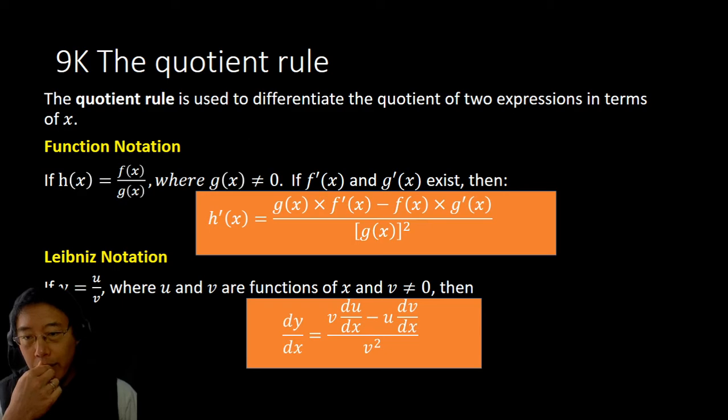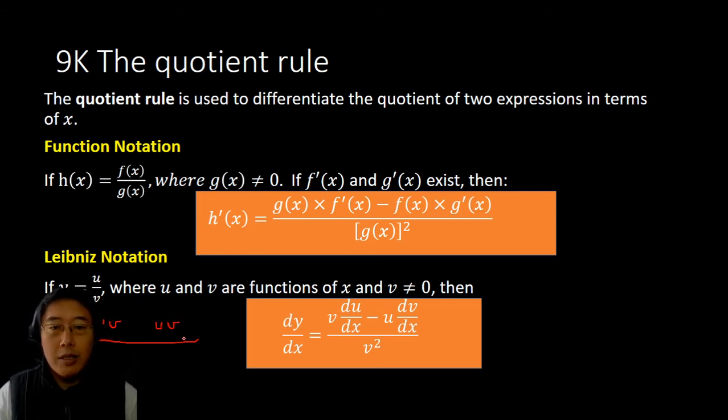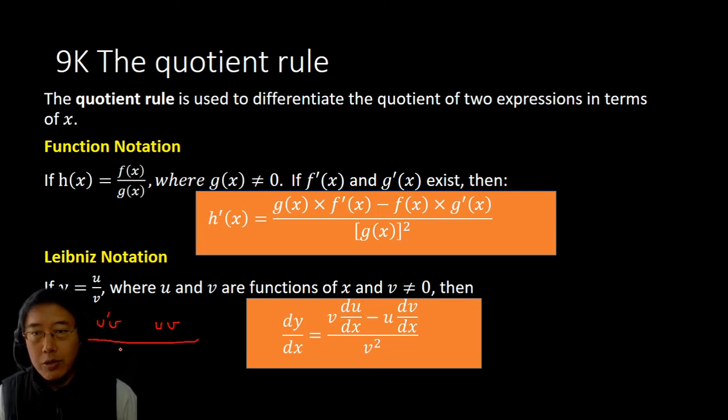So y prime is, now this time it's going to be a fraction. Now I'm going to write u v on top, and what I'm going to do is differentiate u, which is going to be u prime. That just reminds me I did the rule backwards with the product rule, but that's fine.